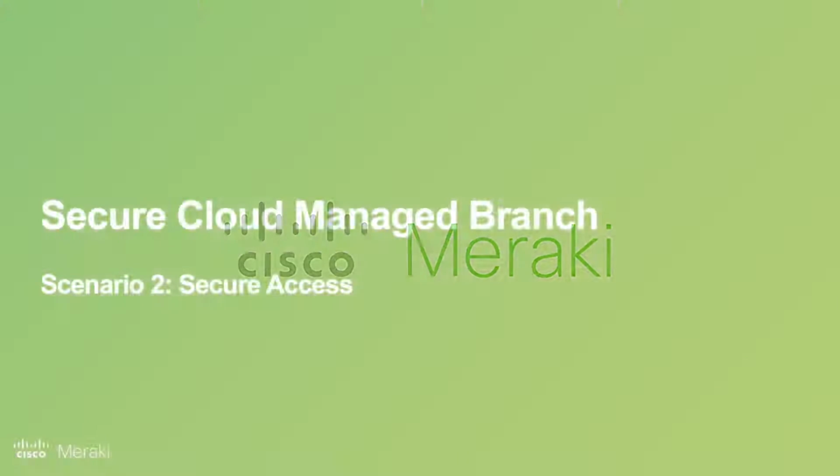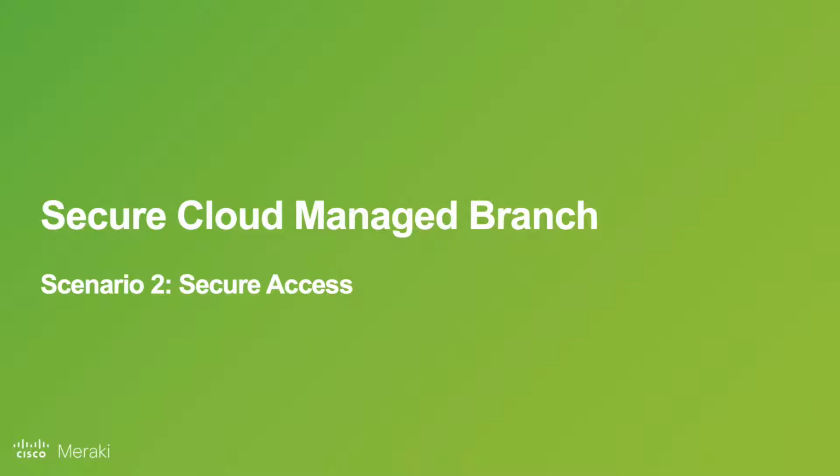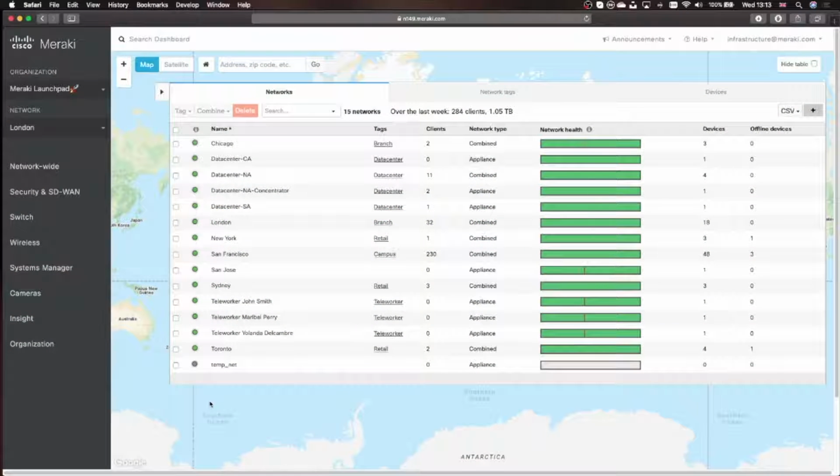Hi and welcome to the second scenario of the Secure Cloud Managed Branch dCloud demo, Secure Access. This scenario will help you demonstrate the powerful security features of the MX Security Appliance, which create multi-layer security for the network access. We will see how Dashboard Security Center provides an overview of security events and how it helps us take steps to protect the network.